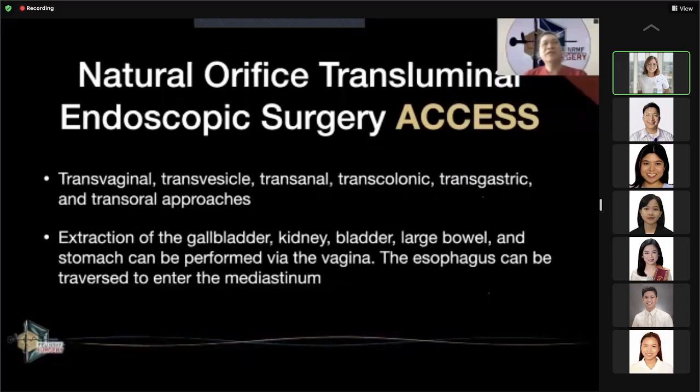Most of the time you use flexible scopes. So it makes the procedure even more difficult because you have a flexible scope, and you are doing the procedure through the tip of that flexible scope. And probably the problem here will be the control of the procedure. It's more difficult than the traditional laparoscopic approach.